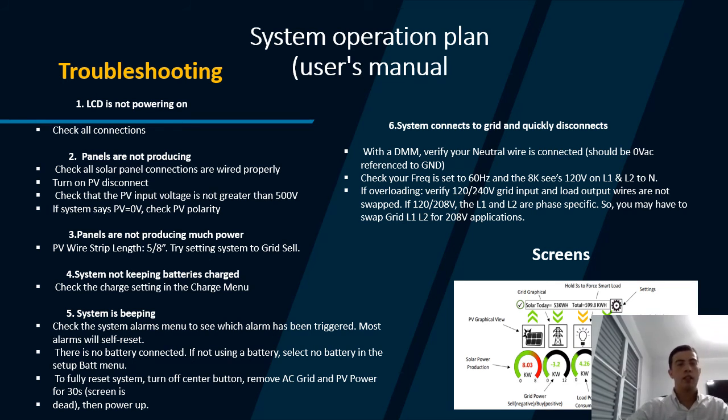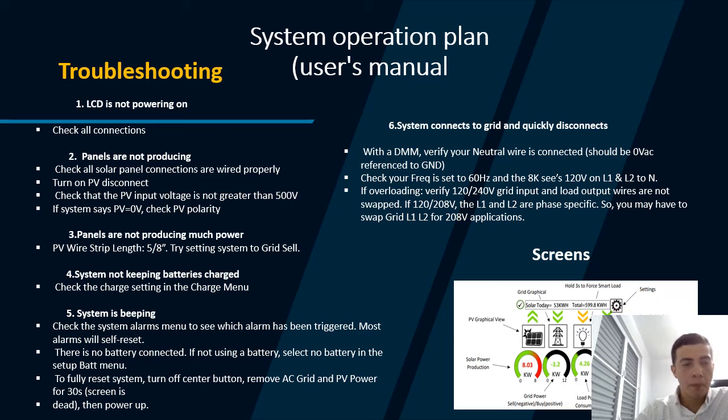And step 3, panels are not producing much power. We have the PV wire strip length. Try settings, system to grid sell. In the first step, we have the system not keeping batteries charged. We have to check the charge setting in the charge menu.